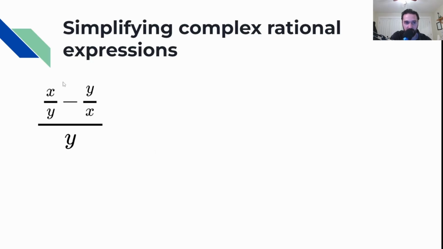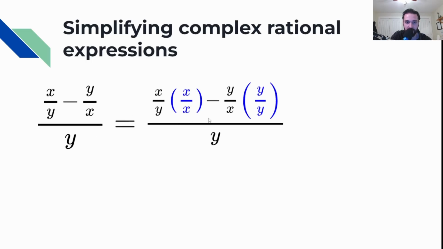Here we have x over y minus y over x, whole thing divided by y. So we need a common denominator. We have y and x. So we're going to take the LCD to be their product, xy. So we need xy in both of these denominators. So let's do that now. Let's multiply x over y by this blue thing, and we'll multiply negative y over x by this blue thing.